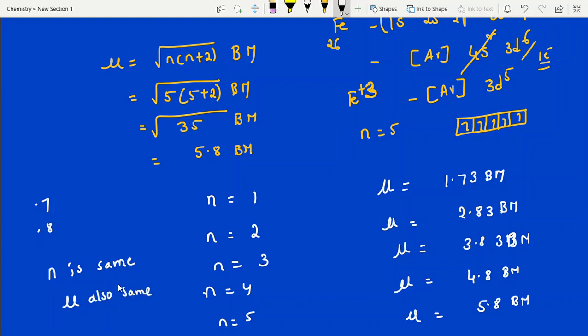Examples: Fe plus 3 and manganese plus 2. Okay, students, up to here I have done. If I explain the remaining parts also, it may become too lengthy, so I will upload those points immediately, students.